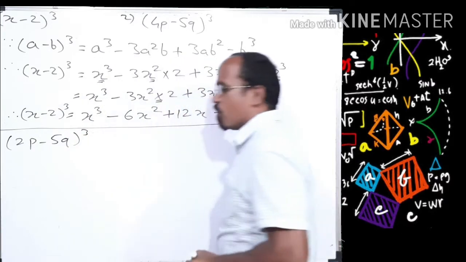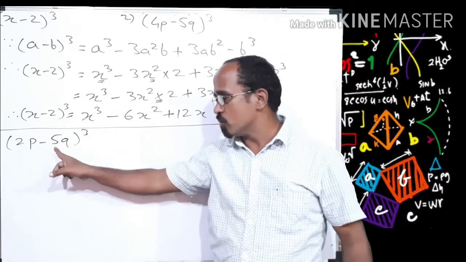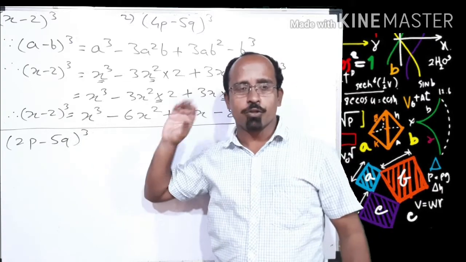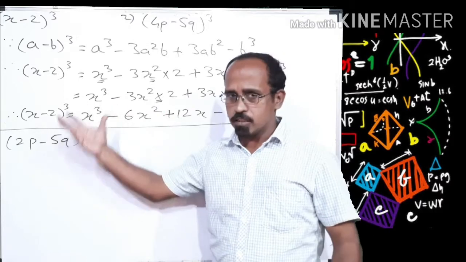Next, (2p minus 5q) cube. Can we apply the formula of (a minus b) cube? The answer is perfectly yes, because the first term is positive, the second is negative, and there is a cube of the bracket. Okay, so according to our system, let's first write the formula.